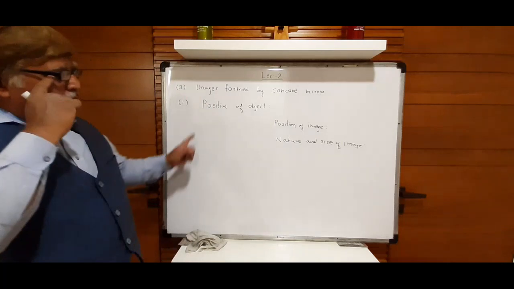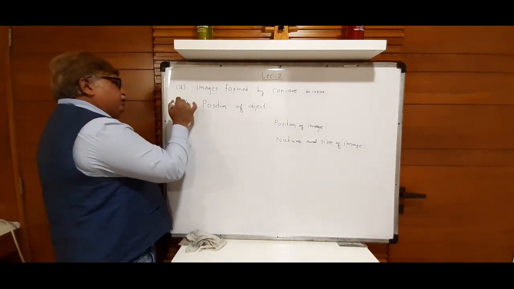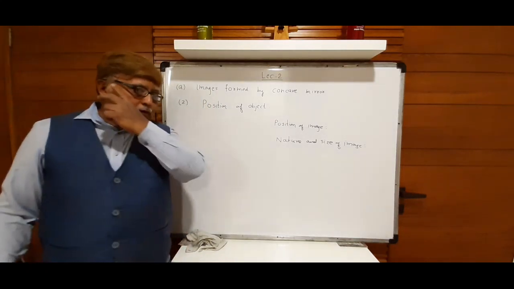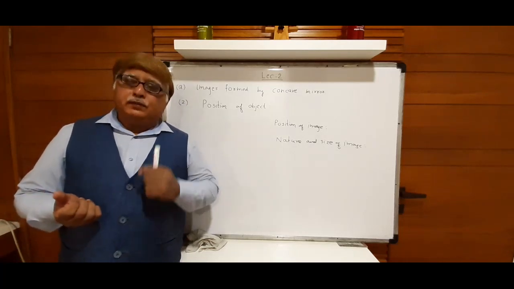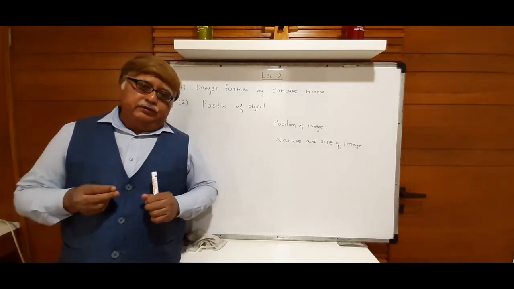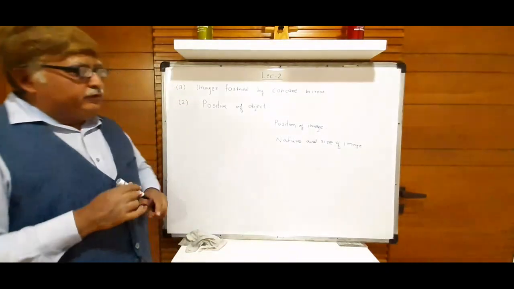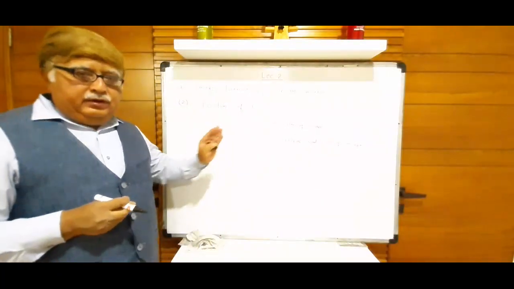Okay, now second diagram, where the object is to be placed. So now object was initially at infinite distance. Now we are placing the object away from center of curvature. Means from infinity we are bringing a little near.